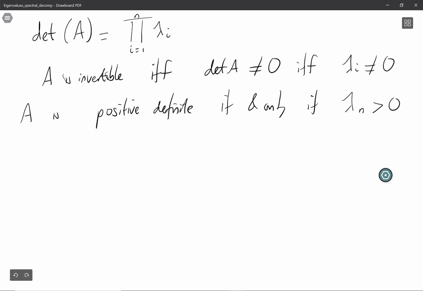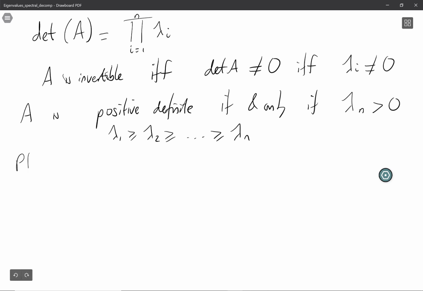Okay. Oh, and I forgot to say earlier that we normally order our eigenvalues. So we normally say that lambda 1 is the biggest, it's bigger than lambda 2, and the smallest is lambda n. So A is positive definite if and only if they're all positive. In that case, because they're ordered, it just means that lambda n is bigger than 0.